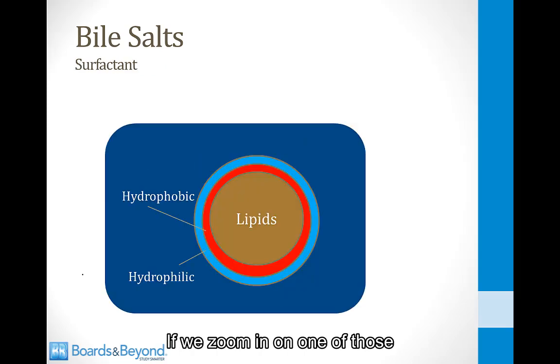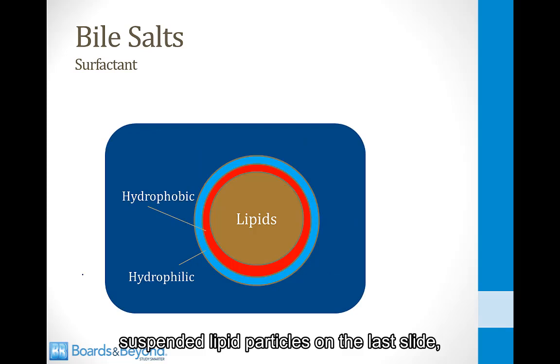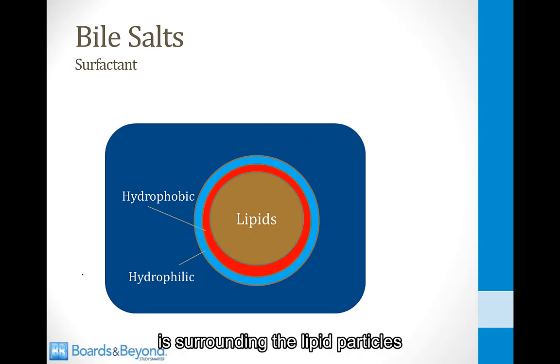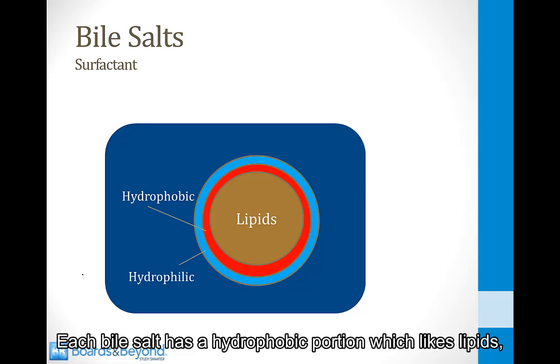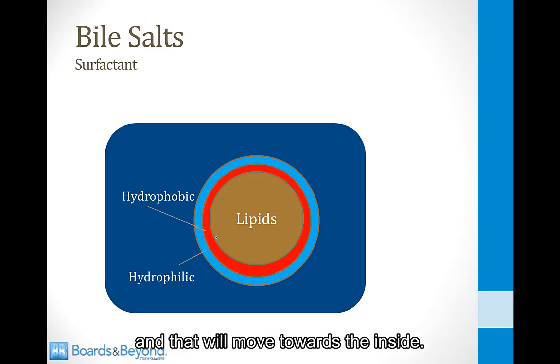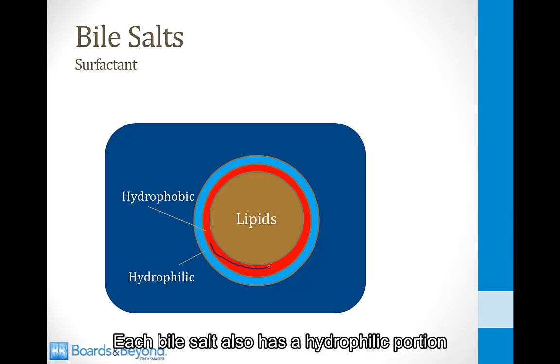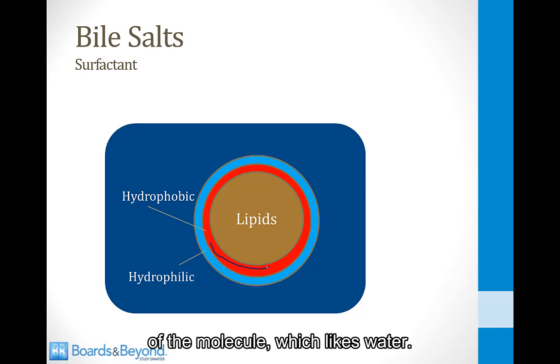If we zoom in on one of those suspended lipid particles on the last slide, what we would see is that the bile salt is surrounding the lipid particles, and it has two portions of its molecule. Each bile salt has a hydrophobic portion, which likes lipids, and that will move towards the inside. I've shown that in red here. Each bile salt also has a hydrophilic portion of the molecule, which likes water. That's this blue portion right here.